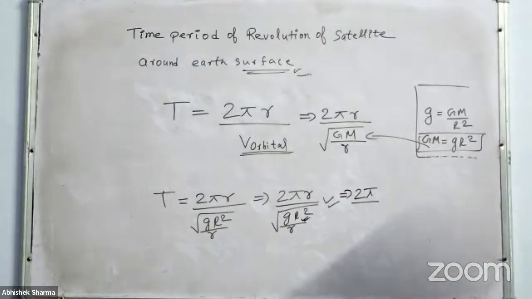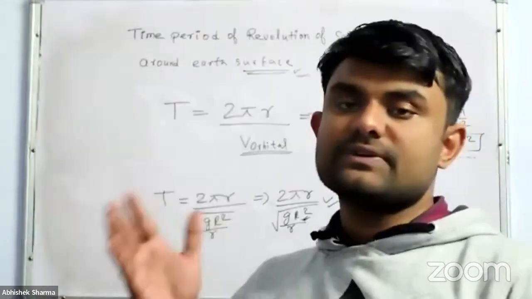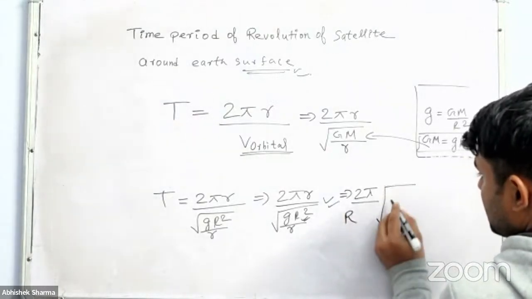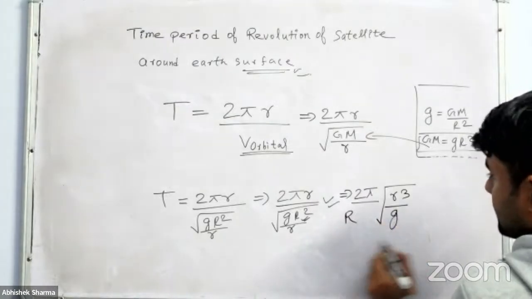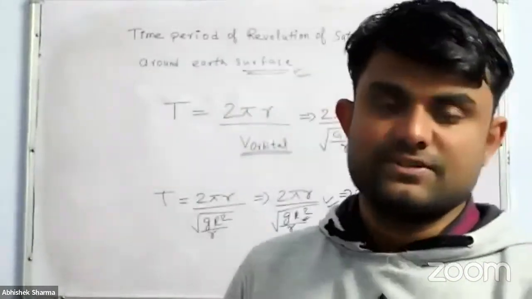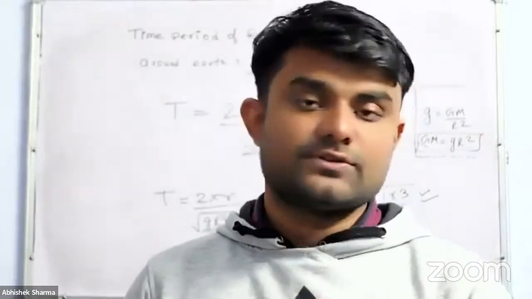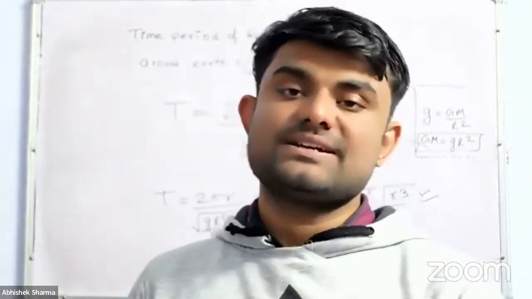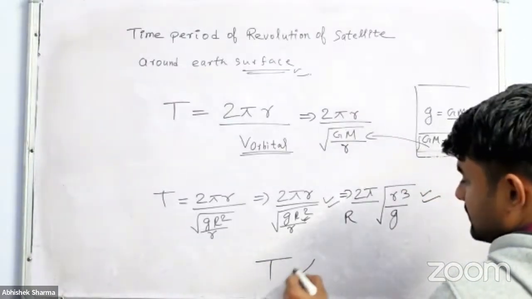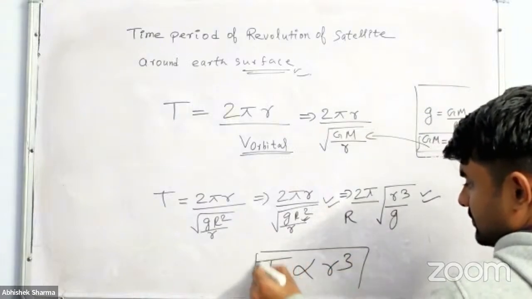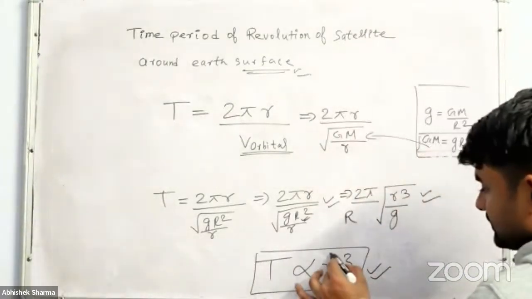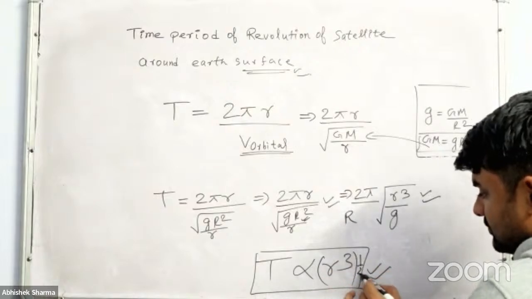This is a square term. Here, capital R, the radius, is in the square term, so that will come out of the square root. So this is our final expression. We'll make a conclusion from this, that the time period of revolution of the satellite is directly proportional to, basically, the square root.